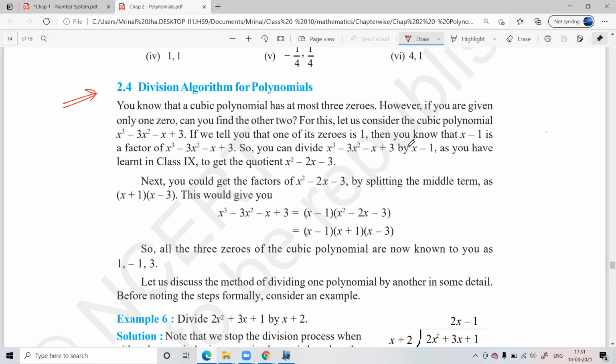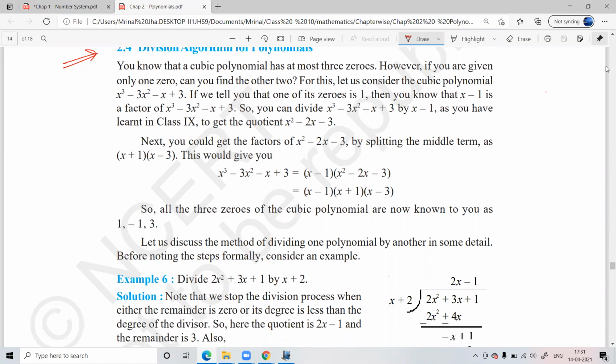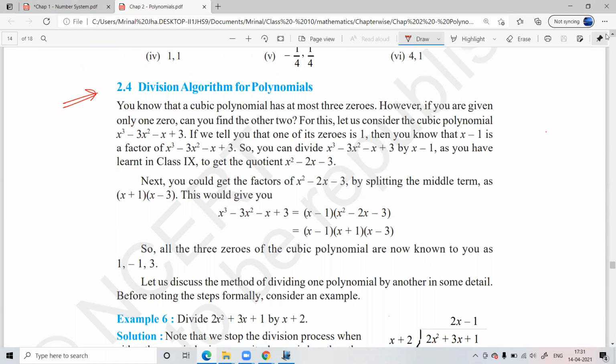Okay, so we will get started now. Today we are going to start this topic, division algorithm of polynomials.